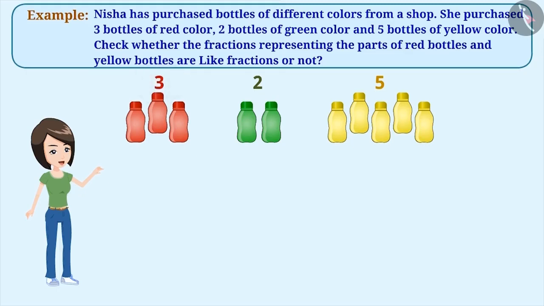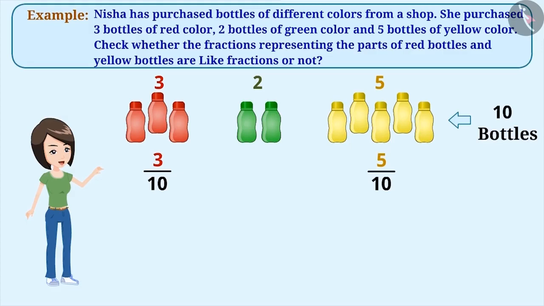Nisha purchased 3 red bottles, 2 green bottles, and 5 yellow bottles. So, she purchased a total of 10 bottles. Of these, the red bottles are 3 out of 10. So, the fraction will be 3 by 10. Similarly, yellow will be 5 by 10.